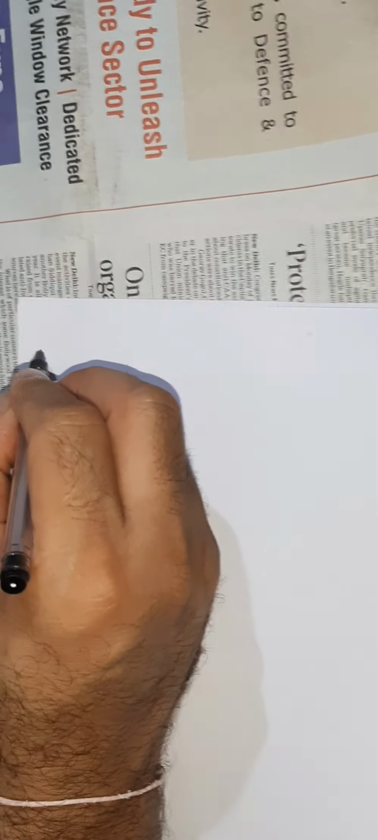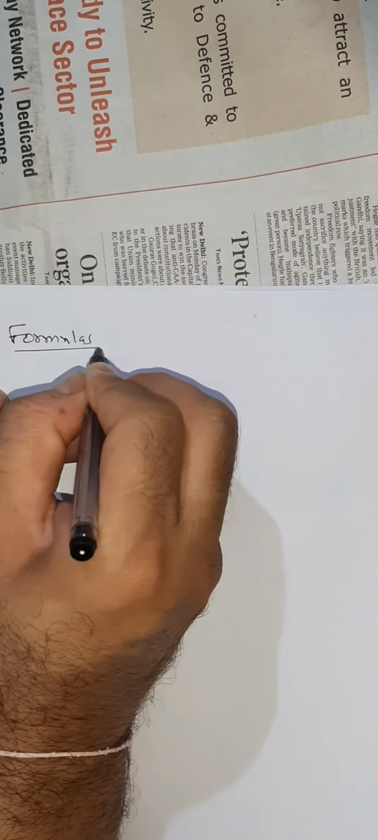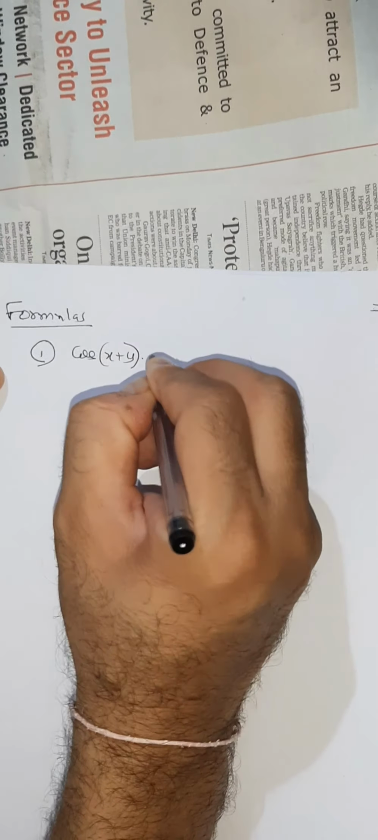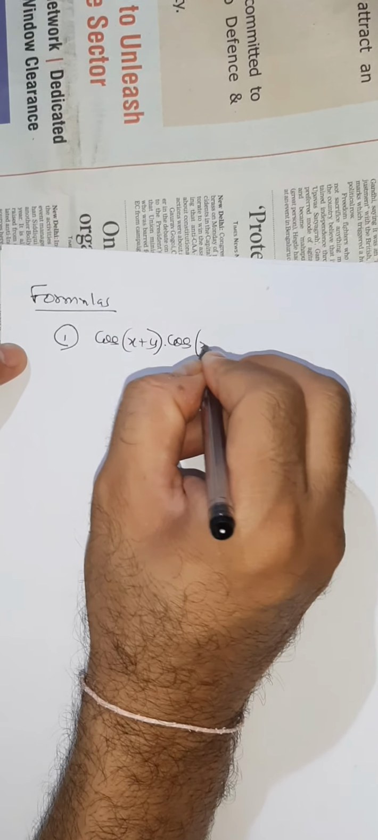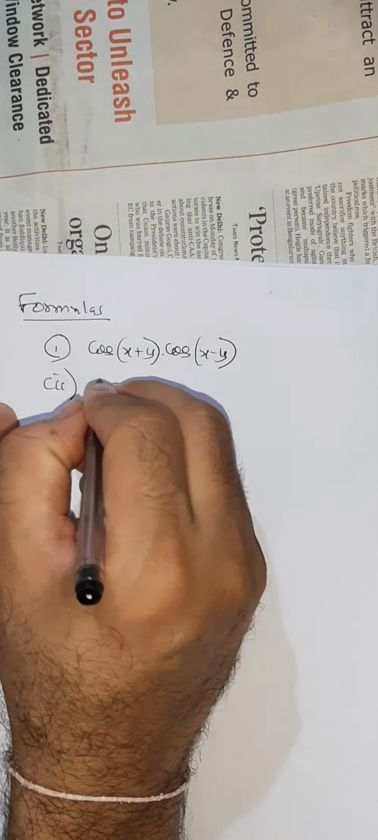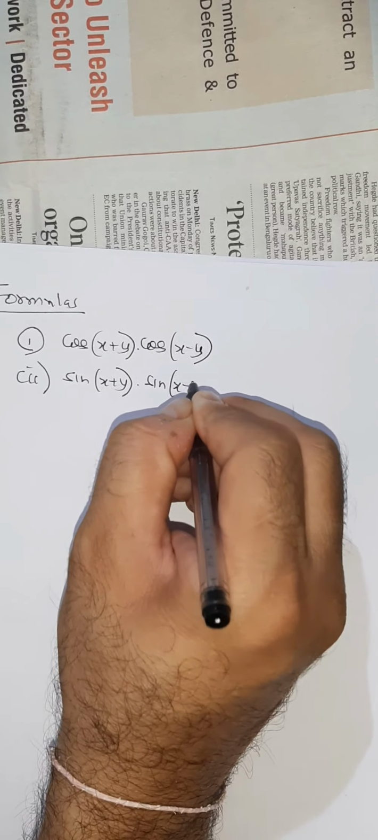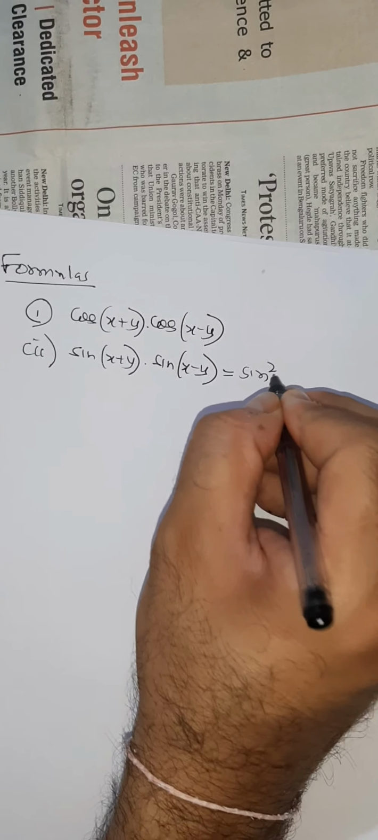Now I'll state 2 more formulas based on addition rule only. One is this, cos of x plus y into cosine of x minus y. One formula for this, and the other one, that is here, sine of x plus y into sine of x minus y. We'll use this later on. Now this is given by sine square x minus sine square y, remember.